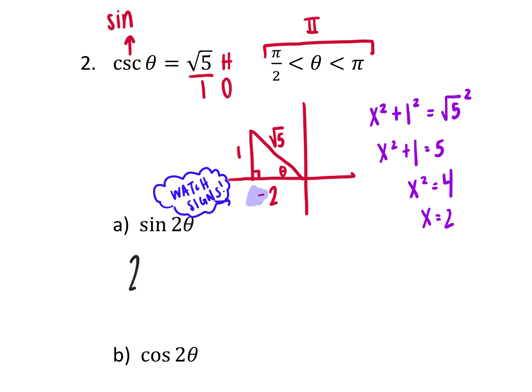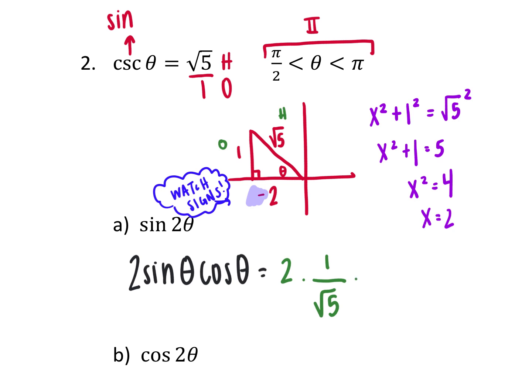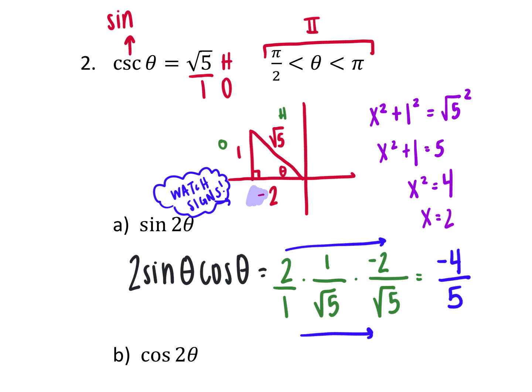If we want to find the sine of 2 theta, we use the same formula. 2 times the sine of theta times the cosine of theta. And we plug in what we've got. So we have 2 times sine would be the opposite over the hypotenuse. So 1 over root 5. Don't worry about rationalizing. It'll all come out in the wash. And then the cosine, make sure it's negative 2 over the square root of 5. Stick that initial 2 over 1, and we can multiply straight across. 2 times 1 times negative 2 will give us negative 4 over root 5 times root 5 gives us 5.